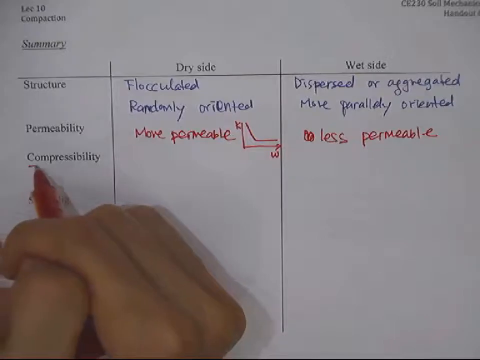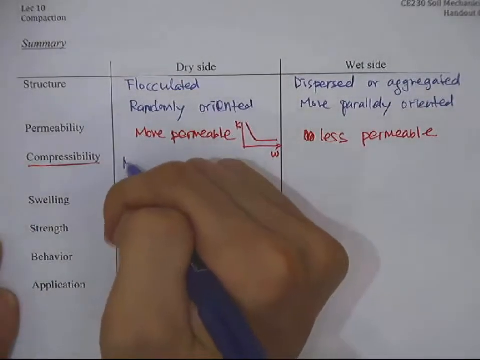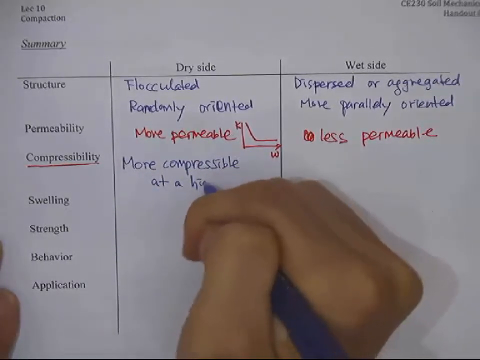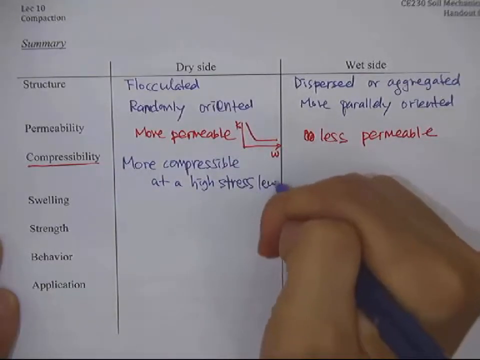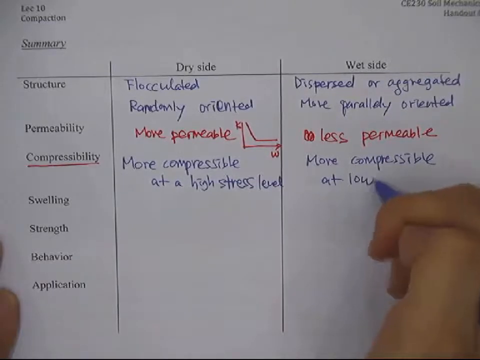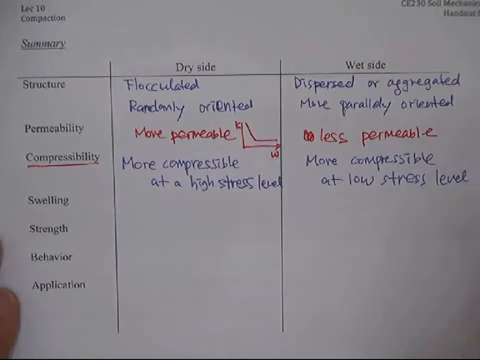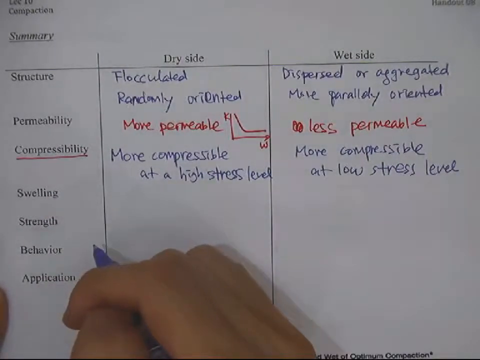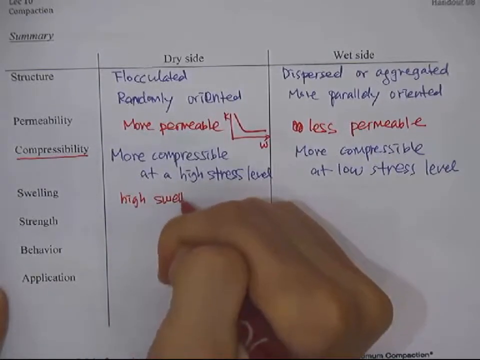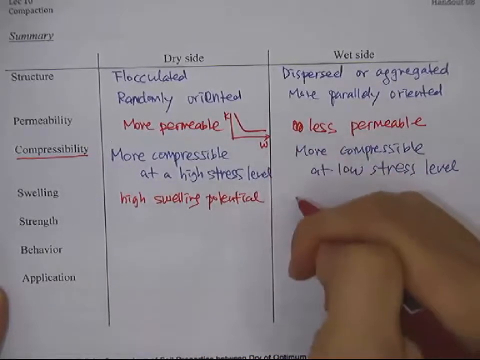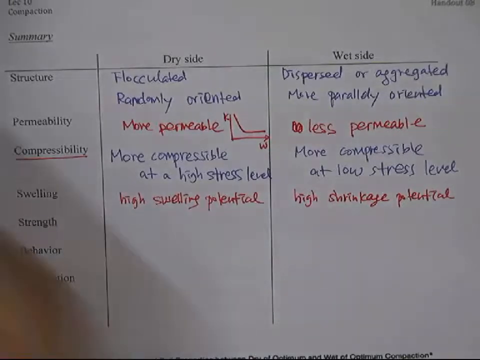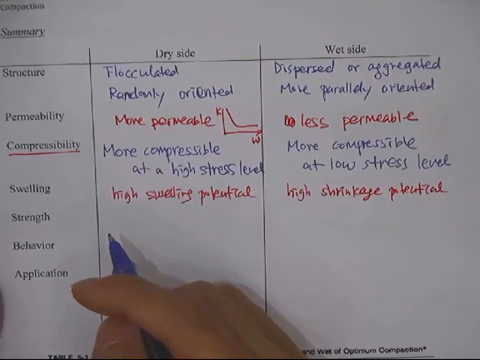And when we talk about compressibility, the dry side compacted soil is more compressible at a high stress level, and here it is more compressible at a low stress level. And swelling potential: the dry side has high swelling potential. And here you have high shrinkage potential.